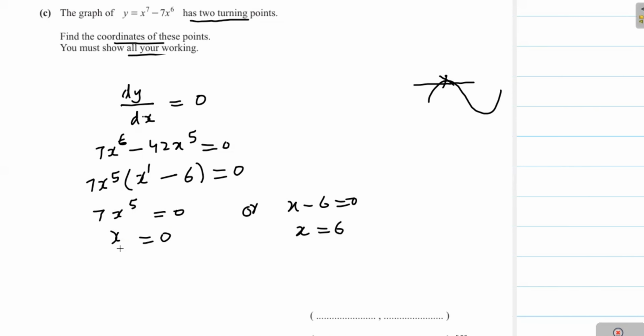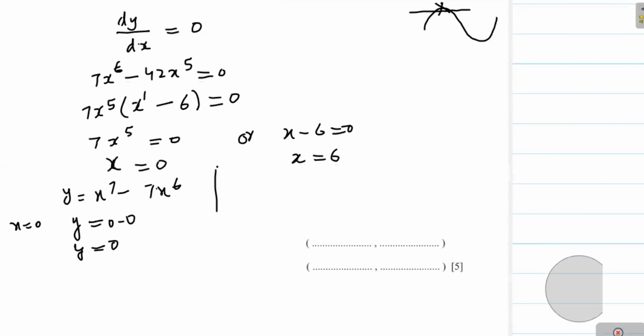Now we have to find the y coordinate of turning points. When x is 0, we can write this equation y equal to x power 7 minus 7 into x power 6. When x equal to 0, this value becomes y equal to 0 minus 0. This is 0. It will be (0, 0). Next, we have to calculate x equal to 6.